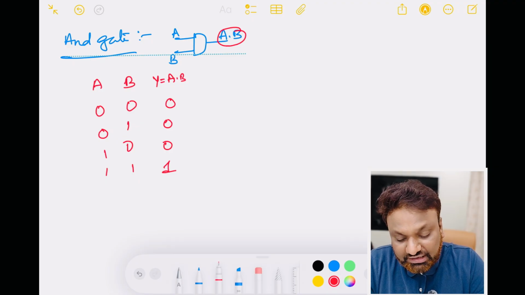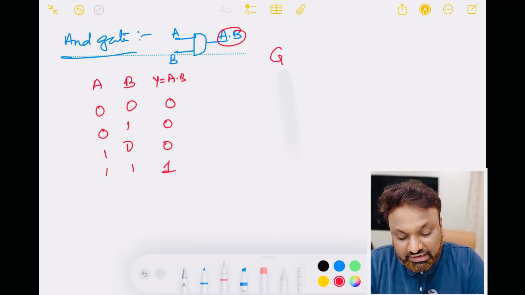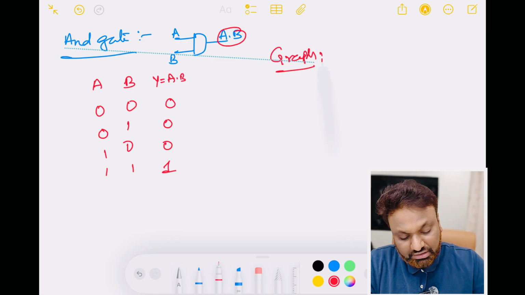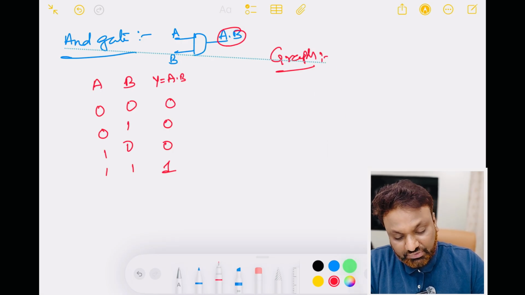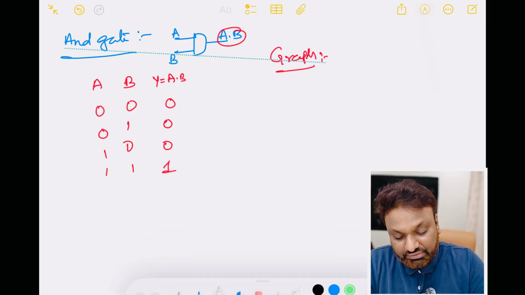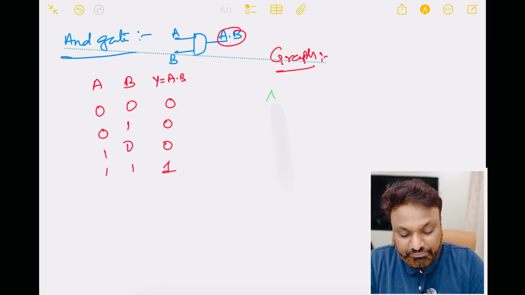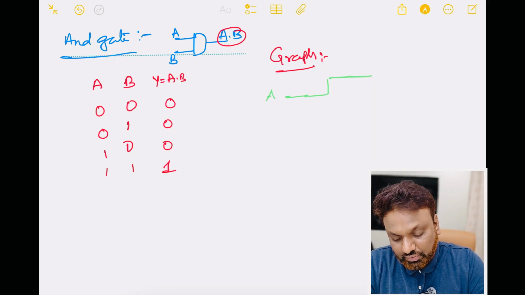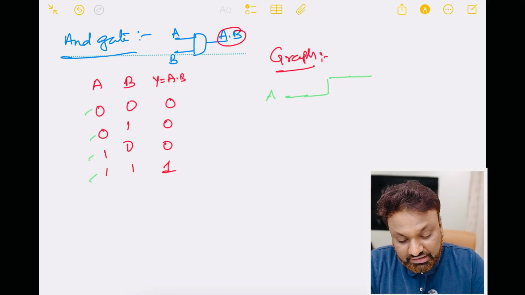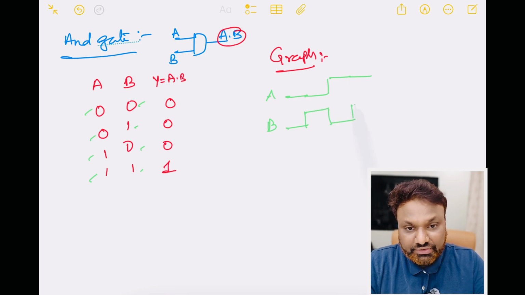So the associated graph I can draw like this. You see here, what is A? 0, 0, 1 and 1. You can see here 0, 0, 1, 1 for A. Next, what is B? B is 0, 1, 0, 1. So this is 0 and 1, this is 0 and 1.